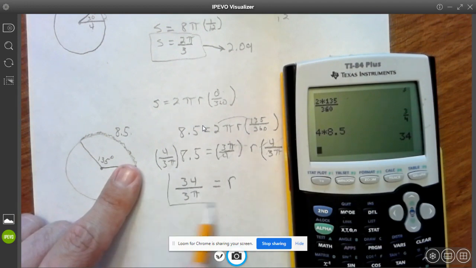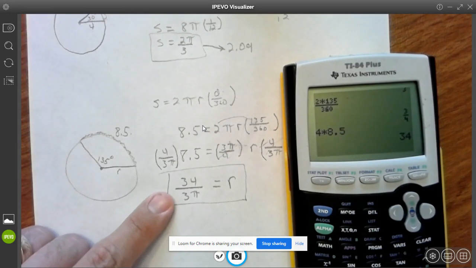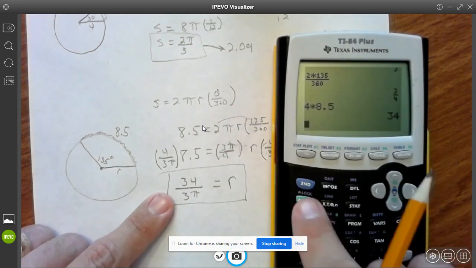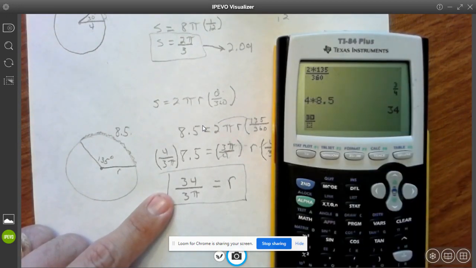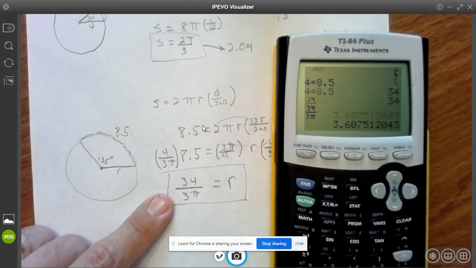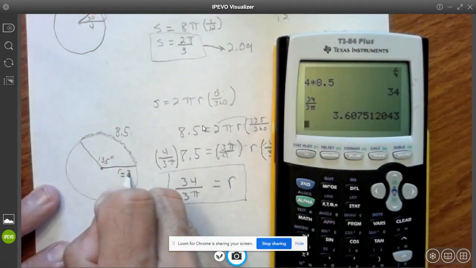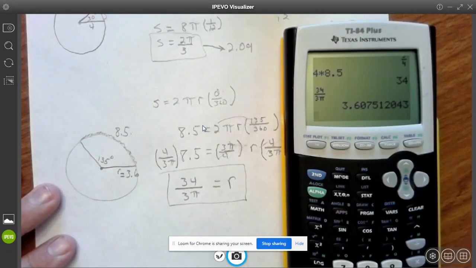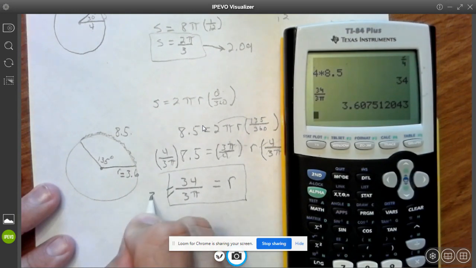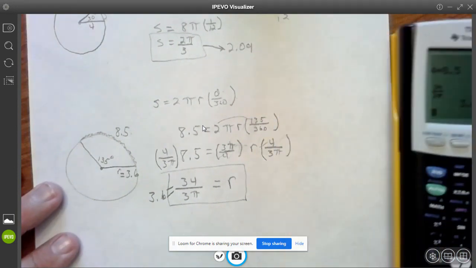34 over 3 pi will not simplify. If you wanted to find out what that radius was as a decimal, just divide that out. 34 over 3 pi is about 3.6. That's what our radius was, about 3.6. Close enough. And that's about it for that.